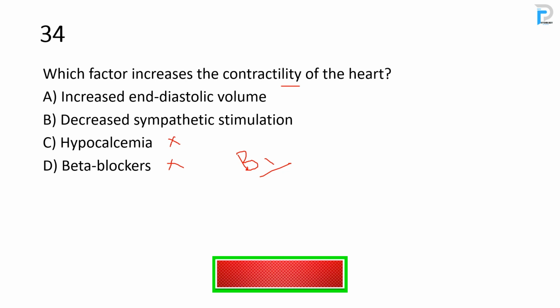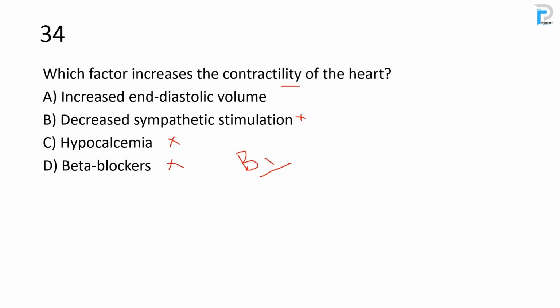Decreased sympathetic stimulation, that is wrong. We know that sympathetic stimulation increases contractility, so a decrease in it is going to decrease contractility. An increase in the diastolic volume is our correct answer, because the volume of blood in the heart before it contracts, if it increases, is going to increase the stretch of the cardiac muscle, and the increased stretch on cardiac muscle increases contractility according to the Frank-Starling principle of the heart.